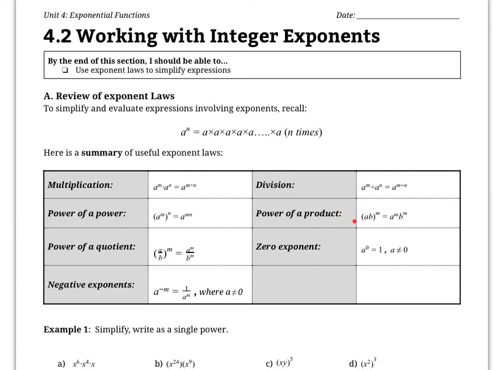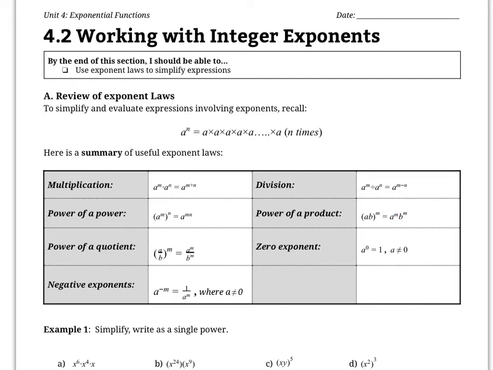The power of a product means that when we have two or more numbers being multiplied together, or variables being multiplied together, and they're all raised to the same power, that's equivalent to each of these factors separately being raised to the power of m. So that means if we were to write a times b out m times, so multiplying them m times, there would be m a's being multiplied together and m b's being multiplied together, so we would just have a to the power of m and b to the power of m.